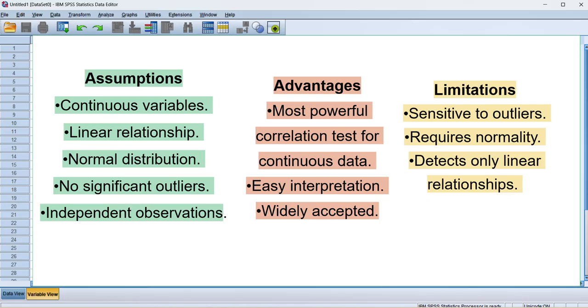The advantages of Pearson correlations are: it is the most powerful correlation test for continuous data. Keep in mind, if you have continuous data, you must go for Pearson correlation. Interpretation is easy and widely accepted. The limitations of Pearson correlations are: it is sensitive to outliers, requires normality, and detects only linear relationship between variables.